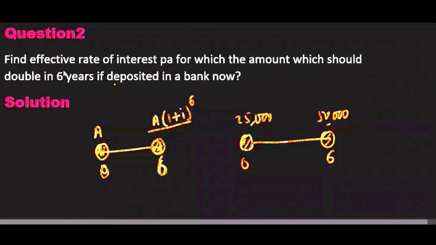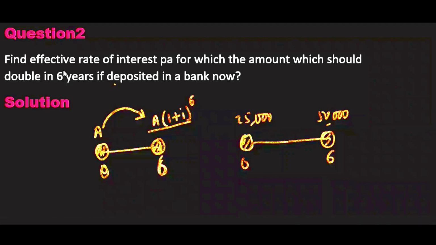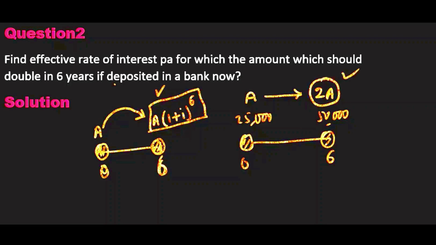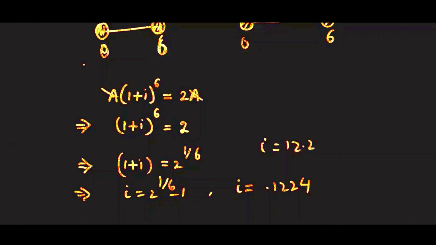If you deposit A, it should grow to 2A in 6 years, according to the question. But if you apply the formula, you get this. So according to the question, this amount should be equal to this amount. Then whatever amount you deposit, that will double after 6 years.